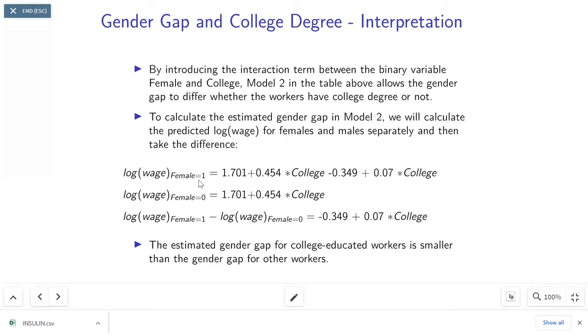Using the first equation subtracted by the second equation, we compute the difference in log wages when the female dummy is equal to 1 versus when the female dummy is equal to 0. This difference measures the marginal effect of gender gap on wages. This equation shows that the marginal effect of gender gap on wages is going to be smaller when the workers have a college degree, because the partial effect of college on gender gap, as measured by this coefficient of 0.07, is positive.